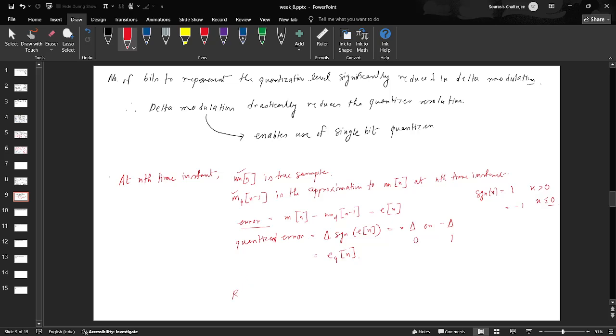So what is the reconstructed prediction, which we call mq[n]? It is going to be mq[n-1], your prediction from the previous time instant, plus the quantized error here. The thing actually becomes clear if we see the plot of what is actually happening. So let us draw that.